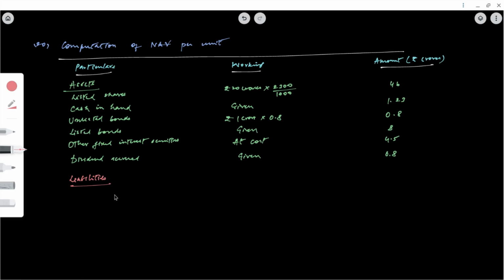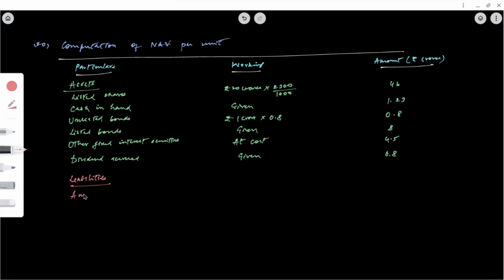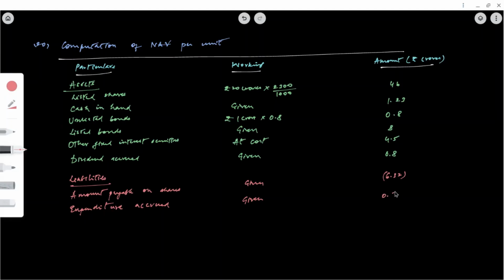The first one is amount payable on shares, that is 6.32. And next is expenditure accrued, this is 0.75.